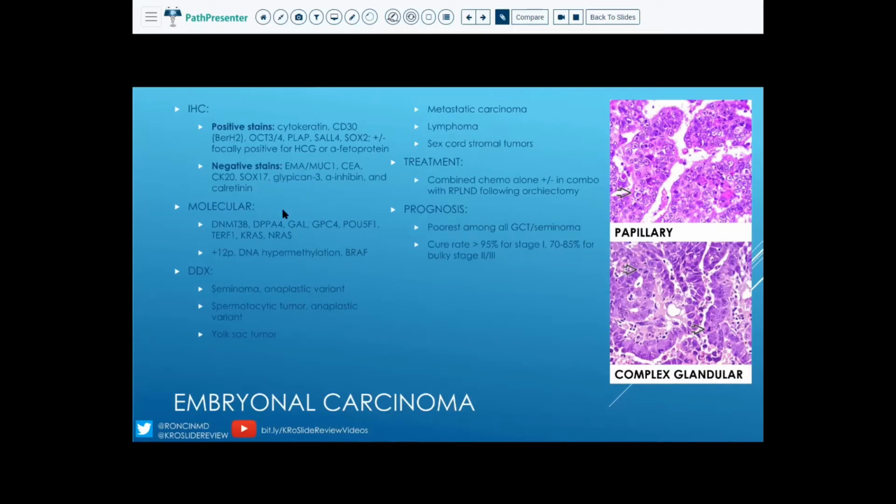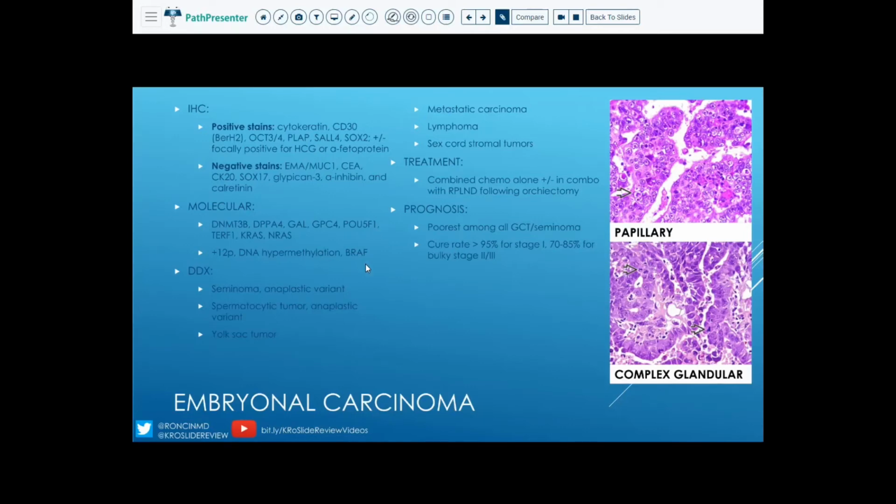The molecular, so there are some things that are very similar with your seminoma. DNMT3B is a thing to know, and there are some other mutations here. POU5F1 is something that's also seen with your GCNIS.